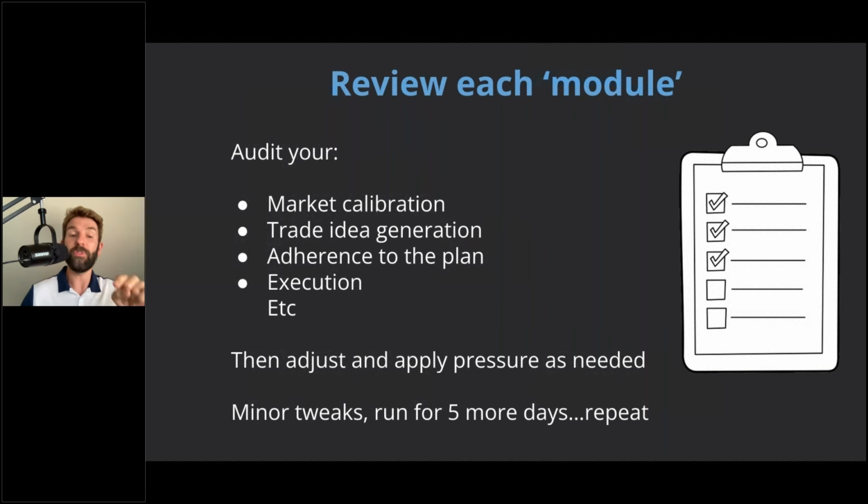You're auditing as you go. And the important thing here is you adjust, apply pressure as needed. But what you do is you make a little tweak. You run it for 5 more days. You make a little tweak. You run it for 5 more days. You don't make big changes unless something's massively, dramatically broken. You make little adjustments. And this way you can iterate yourself to where you need to be. You can make these small course corrections, each individual module of your trading business, if you like, and just tweak, and just tweak, and just tweak, tiny little tweaks.